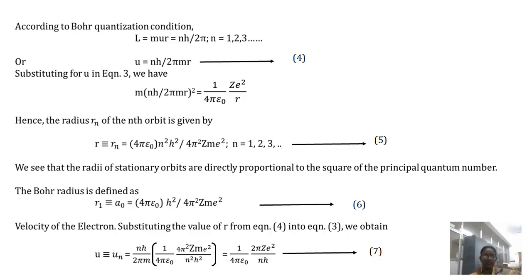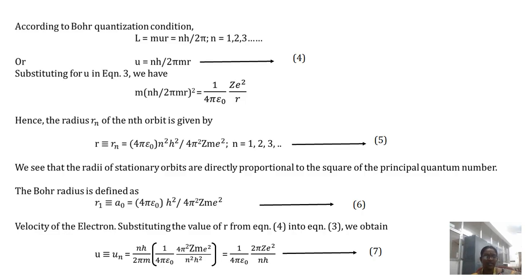Substituting this value in equation 3, nh by 2 pi m r squared is equal to 1 by 4 pi epsilon naught Ze squared by r. Hence, the radius rn of the nth orbit is given by r is equal to rn, which will be equal to 4 pi epsilon naught n squared h squared divided by 4 pi squared Z m e squared. By substituting the values and rearranging the above equation, we see that the radii of stationary orbits are directly proportional to the square of principal quantum number n.